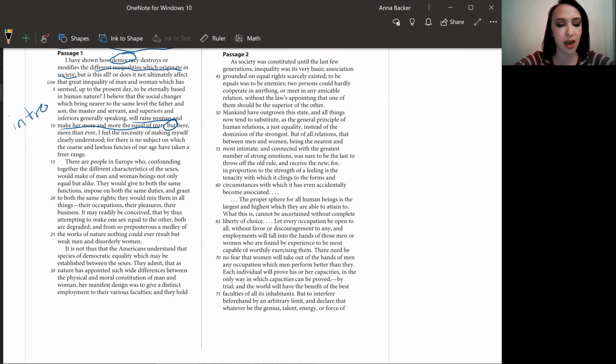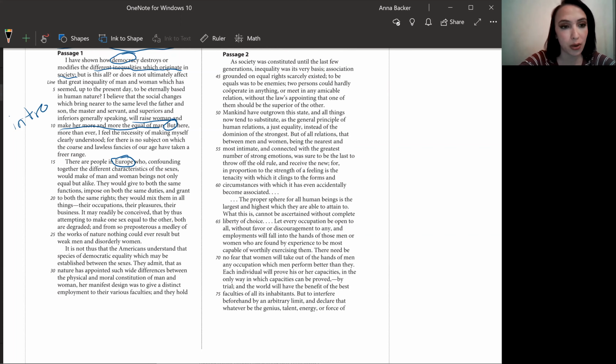All right, let's look at our next paragraph. With this next paragraph, we start off with there are people in Europe. Whenever I'm reading through SAT passages, I circle places, I circle dates, I circle names, because those are probably going to be things that you're going to have to come back to.